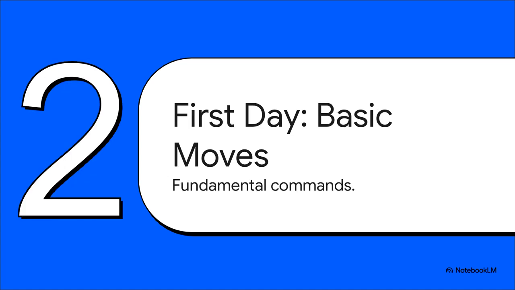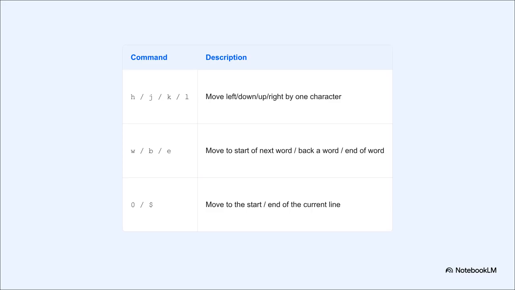Okay, let's start at square one. We're talking about the absolute basics. Think of these as your essential toolkit, the commands that are going to become pure muscle memory for you every single day you're on the command line. The very first thing you have to do is unlearn the arrow keys. I know, it's tough, but by using H, J, K, and L, your fingers never have to leave the home row of the keyboard. And that right there is the secret to real speed.